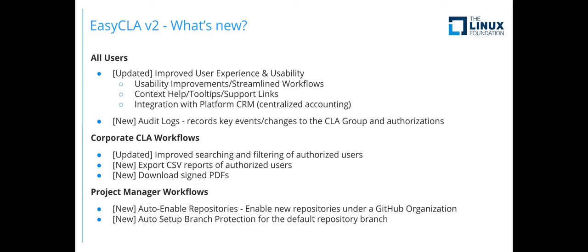We've also introduced audit logs. So now there are clear records of key events or changes to the CLA groups or your authorization lists. So whether you're a project manager or a CLA manager, you're able to access audit logs. For the corporate CLA workflow, we've improved our searching and filtering. So you're able to more easily search and filter through your authorized users. You can also export a CSV of that authorized user list and even download signed CLA PDFs. Project managers, as I mentioned, the auto-enable repositories. So now you can enable new repositories, especially under a GitHub organization, and auto setup of that branch protection for default repository branches that I mentioned.